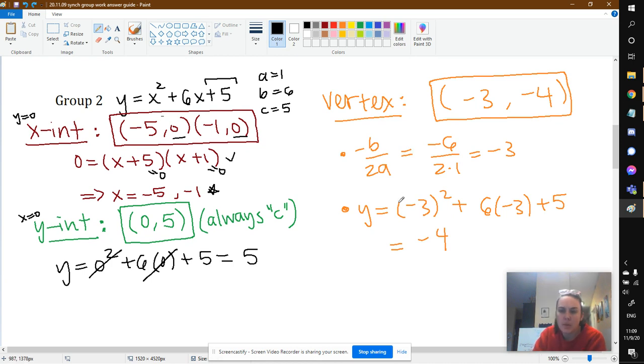And to find out the y-coordinate, we do what we always do when we're trying to find a y-coordinate, which is we plug in the x to our original equation. I put that in the calculator. I got negative 4, which means our vertex is negative 3, negative 4.